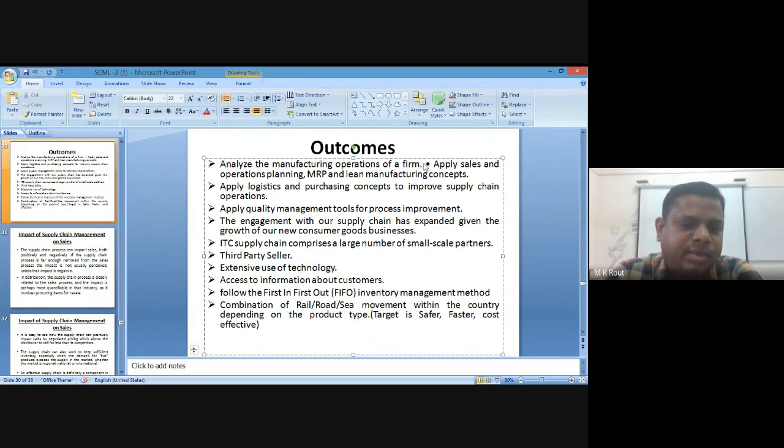The next is access to information about customers. They are always collecting information on different segments of customers and how the customers behave towards their particular product. That should be collected at regular intervals from the ITC side. The next is follow fast in, fast out inventory management methods. The next is a combination of rail, road, and sea movement within the country depending upon the product type. The target is safer, faster, and cost effective. That is why most of ITC uses its distribution channel through railways and roadways, and in case of bulk amounts, they directly prefer seaways. So these are the basic outputs of value chain focus on supply chain management.